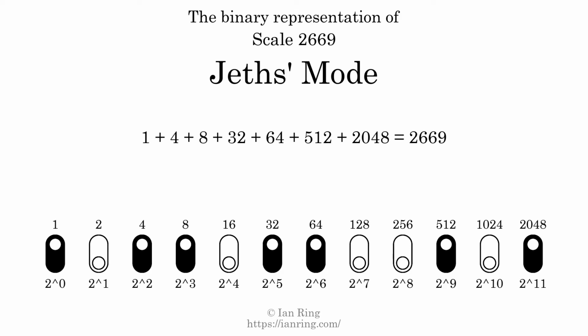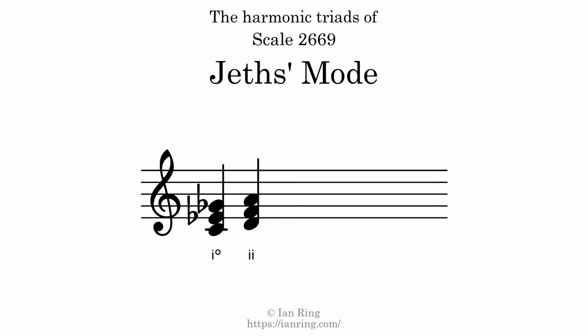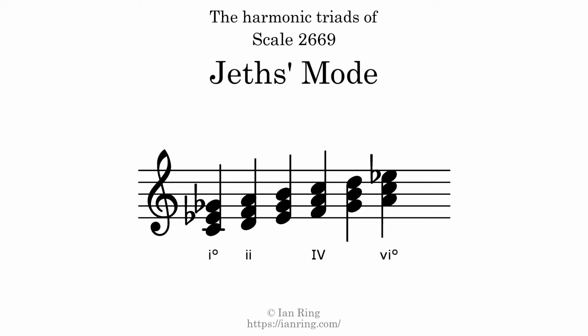2669. The scale number not only enumerates the scale with a unique index, but it also literally describes the tonal content of the scale. Represented as a binary number in base 2, the scale number is 101001101101. Here are the harmonic triads present in this scale. Diminished, minor, unnamed, major, unnamed, diminished, diminished.